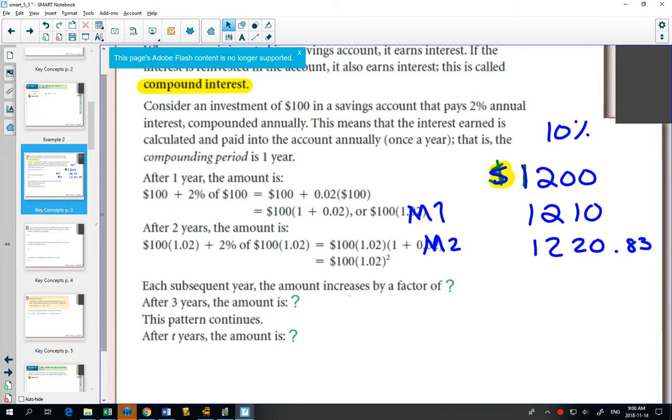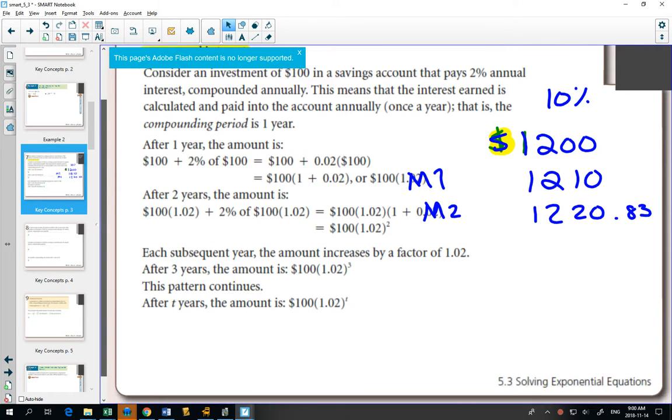Here they're doing $100 at 2%. But this is the idea of compound interest. And if we connect it to our sequences unit, we started off with $1,200, and to get 10% more, we multiplied by 1.1. Does that make sense?